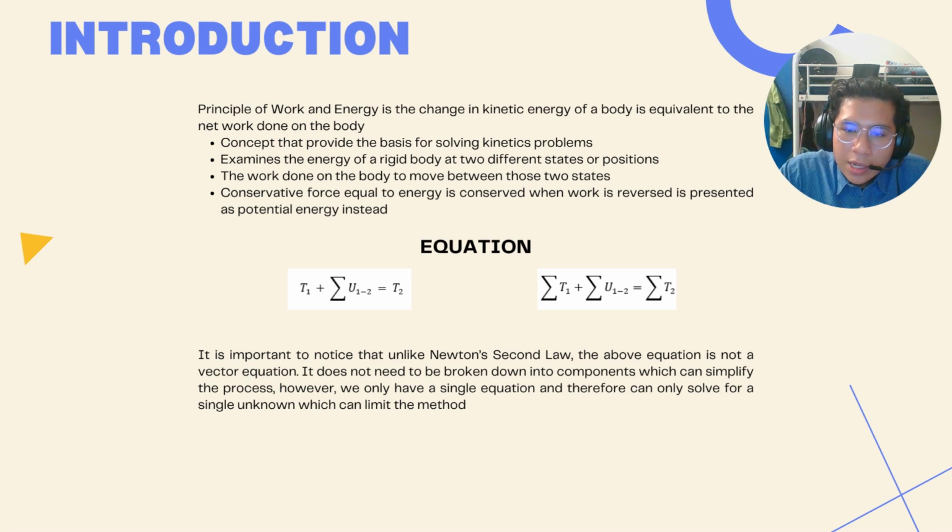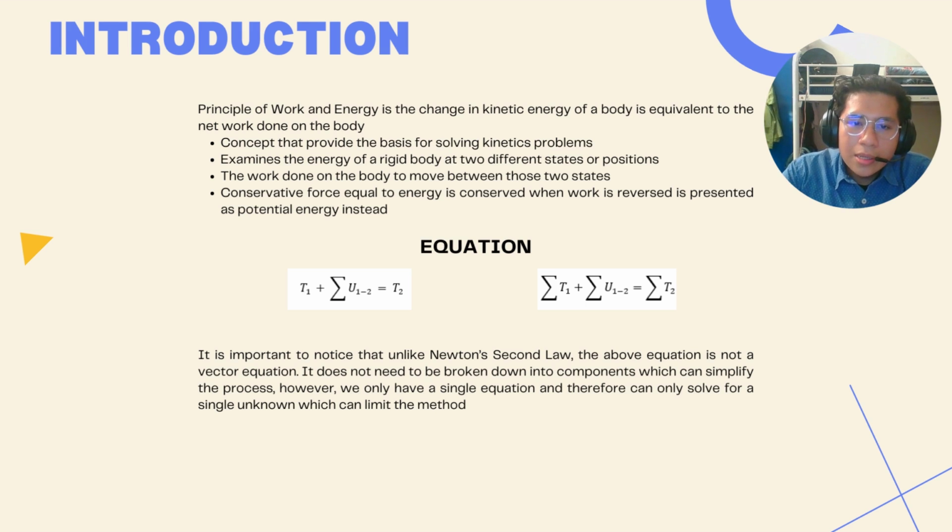The principle of work and energy examines the energy of a rigid body at two different states of position, and the work done on the body to move between those two states. Typically, the work done by conservative forces can be reversed perfectly with no losses. For a conservative force, energy is conserved when work is reversed, and it is presented as potential energy instead. Dividing energy into kinetic and potential energy pieces as we often do in dynamics problems, we arrive at the following base equation for the principle of work and energy.